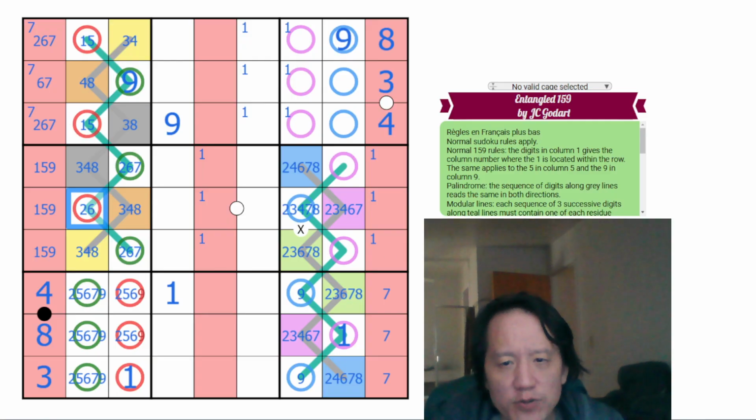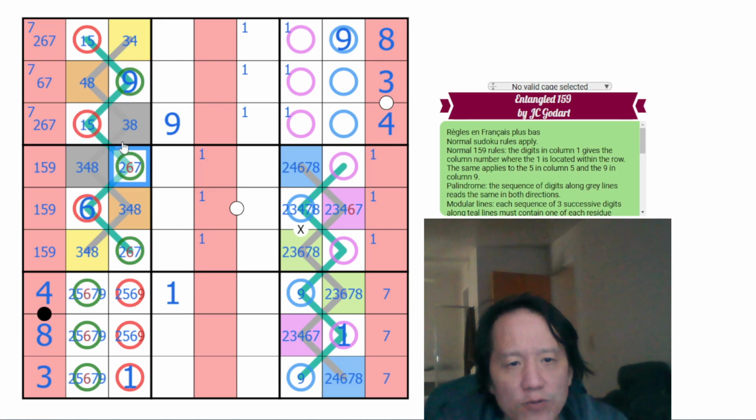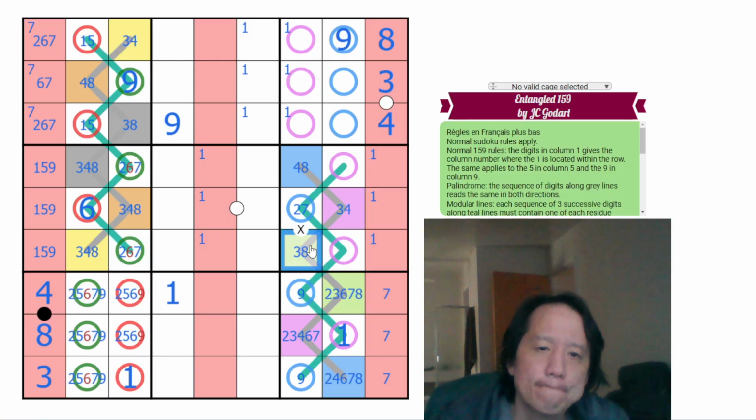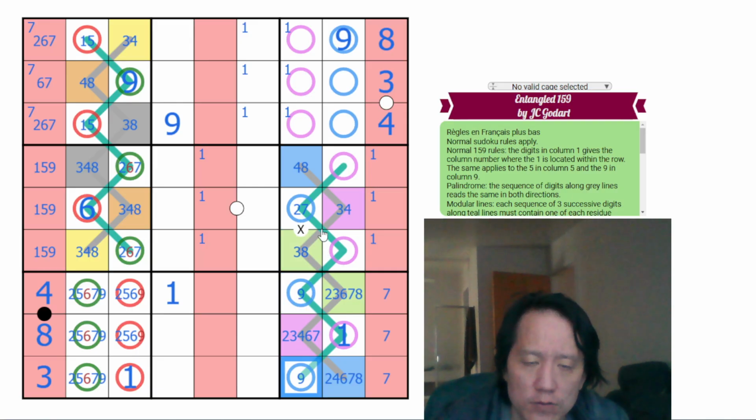Therefore, this would have to be a 6, right? Because 3 in a row cannot have... anyways, yeah. So this would be 4 or 8. This would be 3 or 4. This would be 3 or 8. So this would be 2 or 7. We know the 9's here.